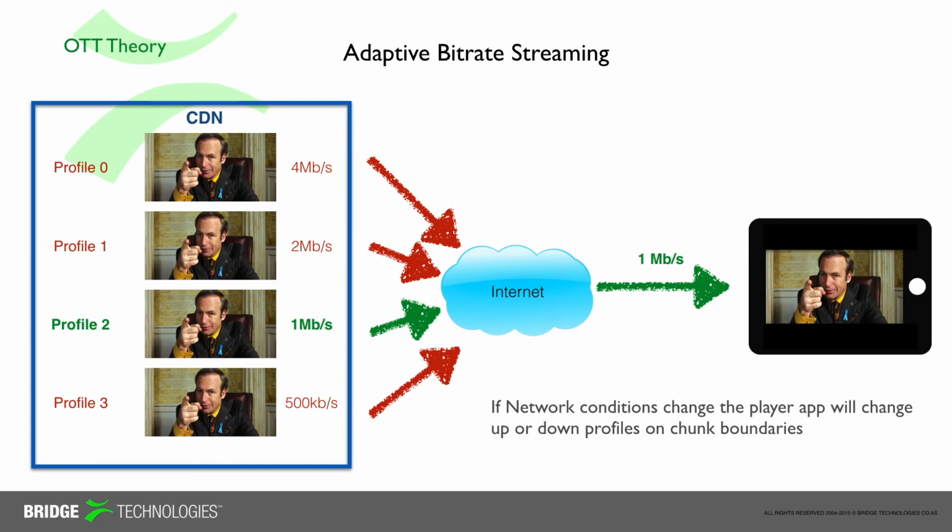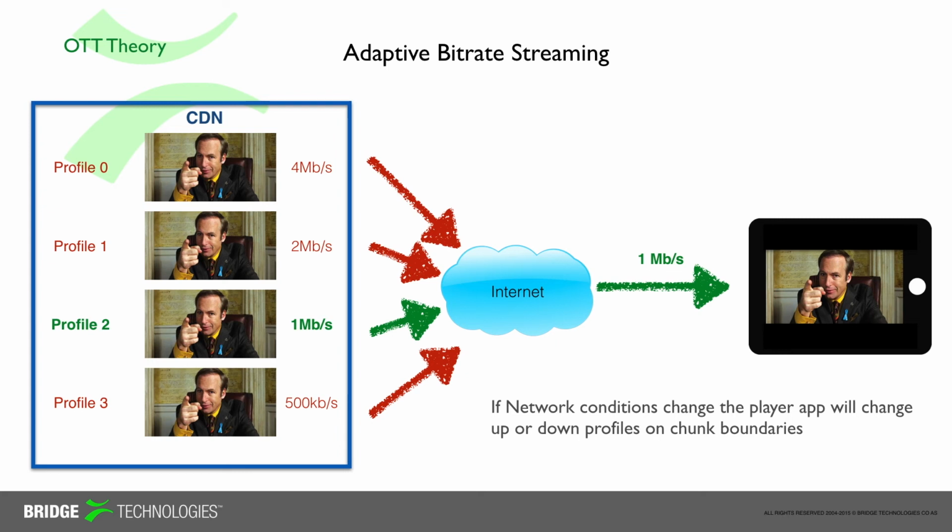And here you can see it goes down to profile 2, which is the 1 megabit profile. And this will then happen at the chunk boundaries. So it's seamless. The customers won't notice any change. They may notice a change in the quality, and if it drops down significantly and there are multiple profiles, then a drop in quality is quite obvious to see.